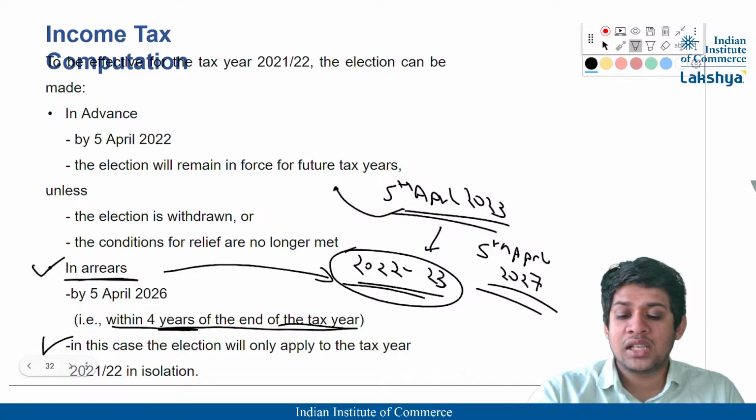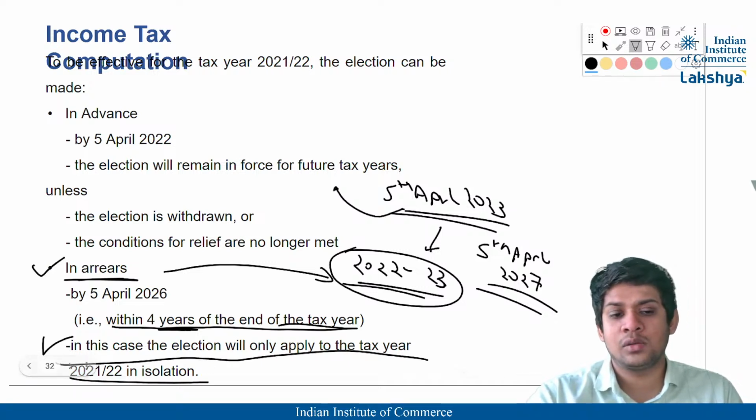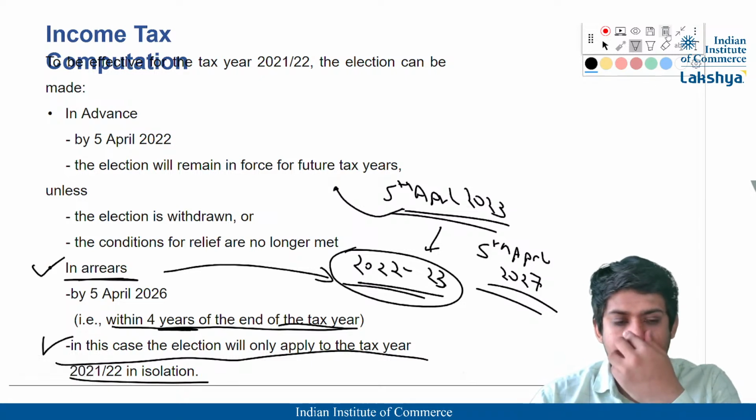Okay. In this case, the election will only apply to the tax year in isolation. That means whichever year you want to claim, in that year only you can actually do it.